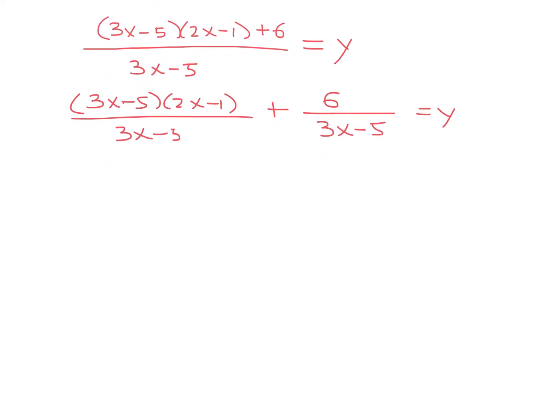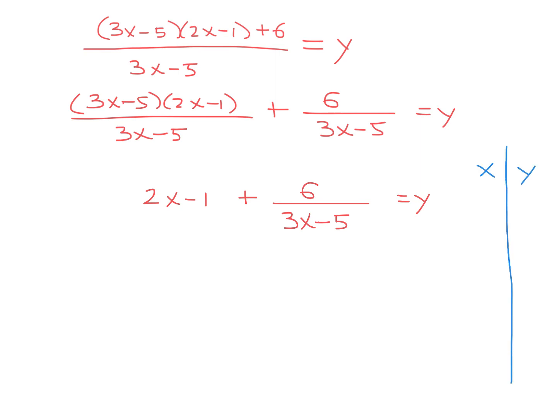Now something cool happens, is that this cancels with that, right? Those two cancel. So all you're left with is 2x minus 1 plus 6 over 3x minus 5, and that is equal to y. Now when you try to make your xy list, we have limited options, so it won't take as long when you put it into this format right here. The only way y will be an integer is if this is an integer, and the only way that will be an integer is if this is divisible by 6.